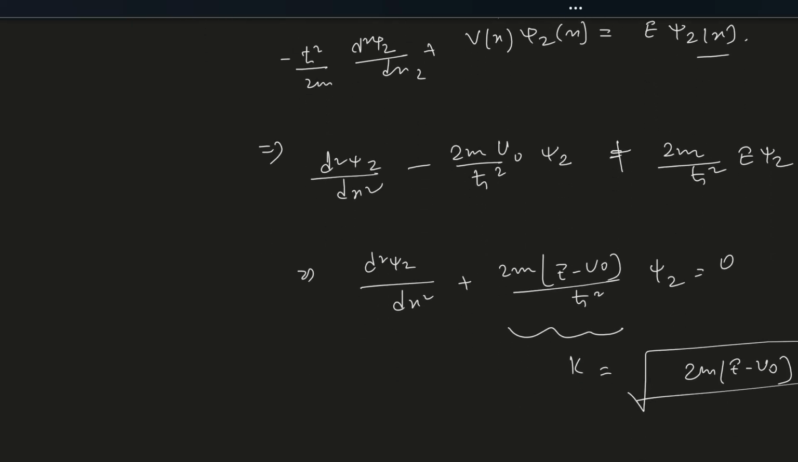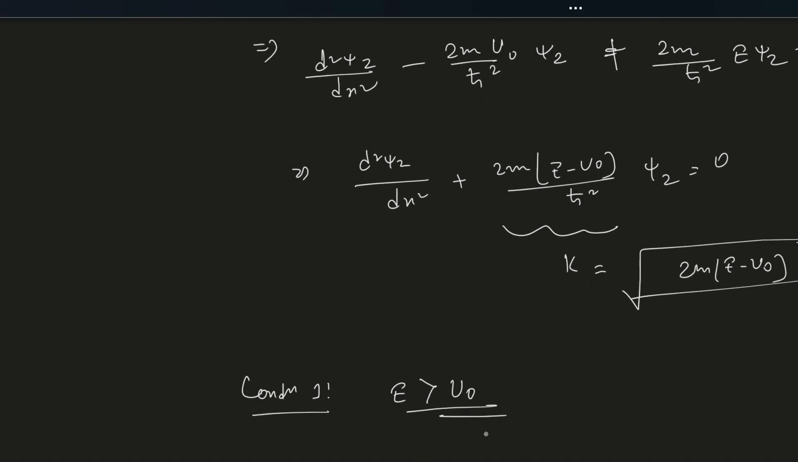So for this case you have to think what are the conditions that we have here. Condition 1 is that E is greater than U naught. That means it's above the potential. That means k will be greater than 0, as per the form of k. So d2 psi by dx2 plus k squared psi 2 equal to 0.